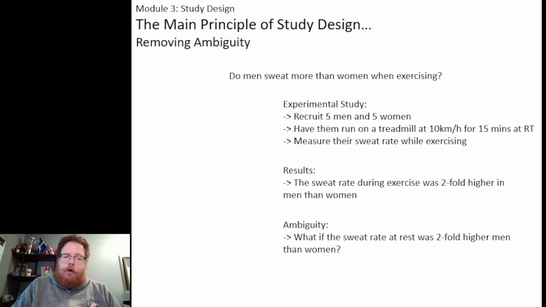And that way your reader who's reading the paper will be convinced that yes, there's data to support the idea that resting sweat rate is the same between men and women, and therefore the twofold higher sweat rate that we observe during exercise in men is because men sweat a lot more during exercise, not because they have higher baseline sweat rates at rest.